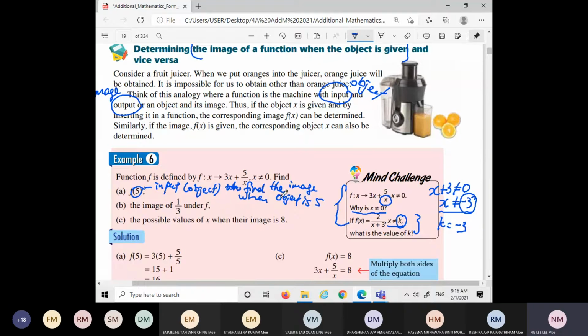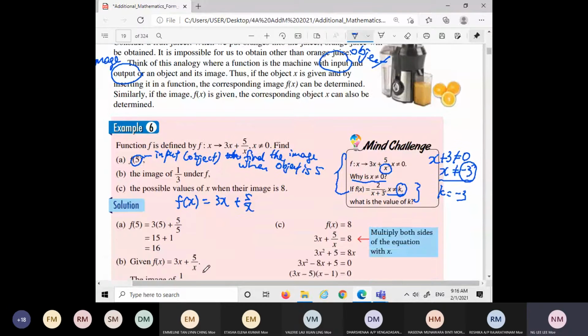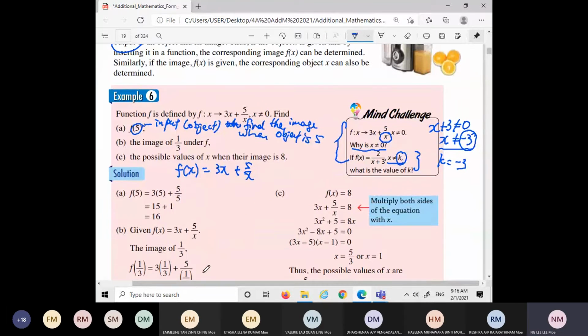First of all, if they give this in the arrow form, you write it back in this form, f(x) equals 3x + 5/x. Then just substitute the x with 5. So this x substitute as 5, this x substitute as 5. So you have this answer. This is part A. Now we come to part B.